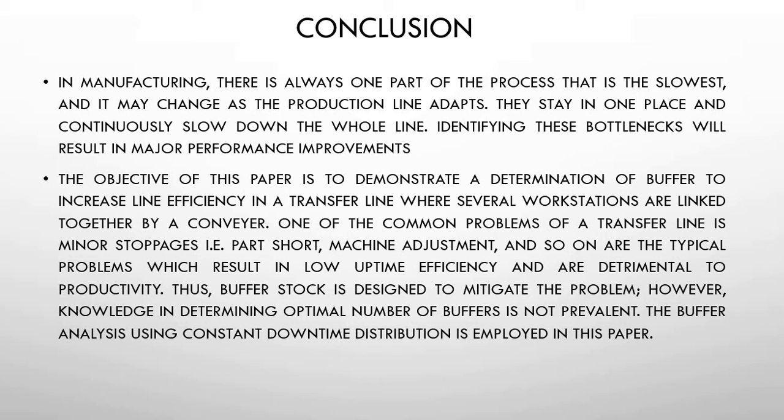So the objective of the paper is to demonstrate the determination of buffers to increase the line efficiency in a transfer line where several workstations are linked together by a conveyor. One of the common problems of a transfer line is minor stoppages, that is, a short machine adjustment. They are typical problems which result in low uptime efficiency and are detrimental to productivity. Thus, the buffering stock is designed to mitigate the problem.